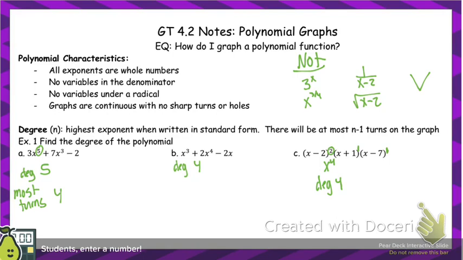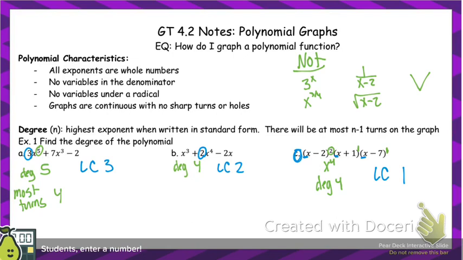Something else that we need to look at with these polynomials is the leading coefficient. The leading coefficient is just the coefficient in front of that highest degree term. On this first one, the leading coefficient is 3. On the second one, the leading coefficient is 2. And on the last one, if this were multiplied out, there's 1, 1, 1, and there's nothing out here, so 1 times everything would give us a leading coefficient of just 1.